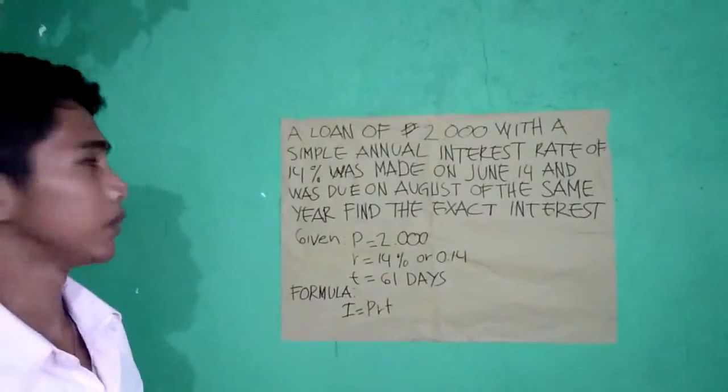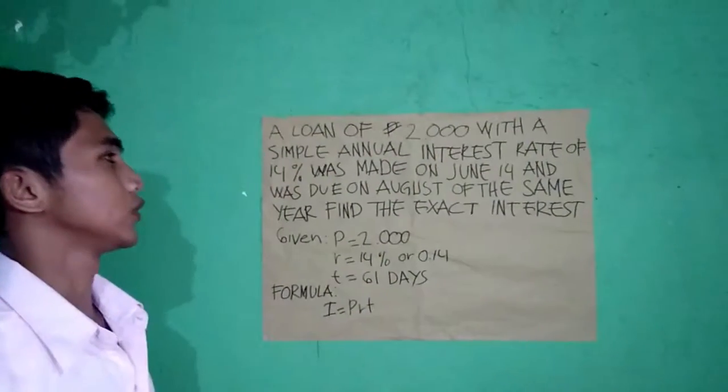So, this is a savings problem. A loan of 200,000 pesos.